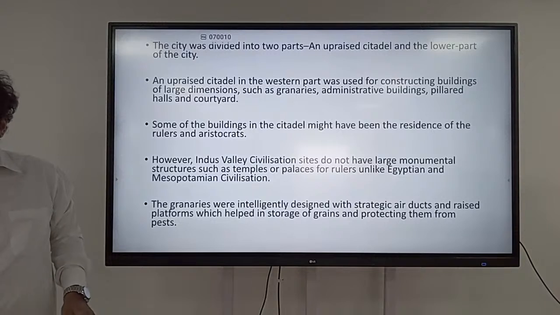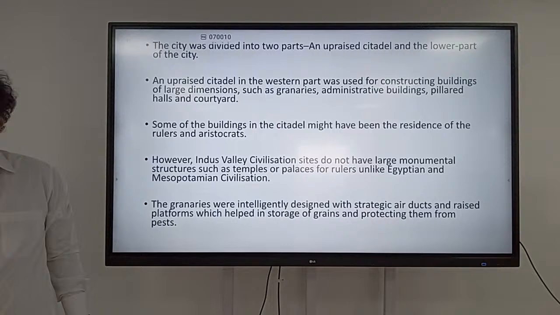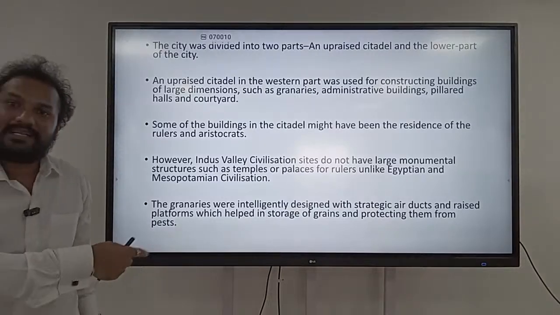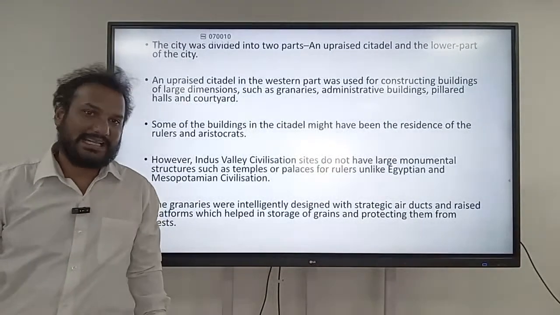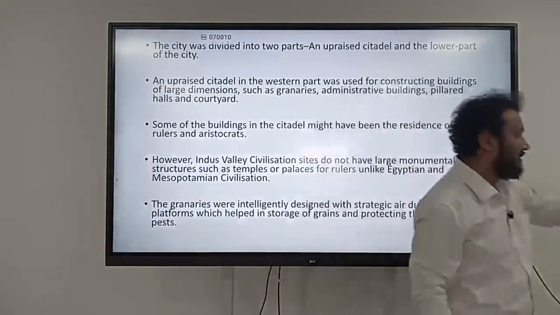Your understanding? Why is there a high-raised platform? Because grains are attracted towards insects. Generally, if there is a high-raised platform, it is difficult for an insect to climb such a high region. For us it is very small, but think from the insect's point of view, or ants. They should not destroy the crop or grains. So that is the reason why a high-raised platform was there in the granaries. Understood? Okay.